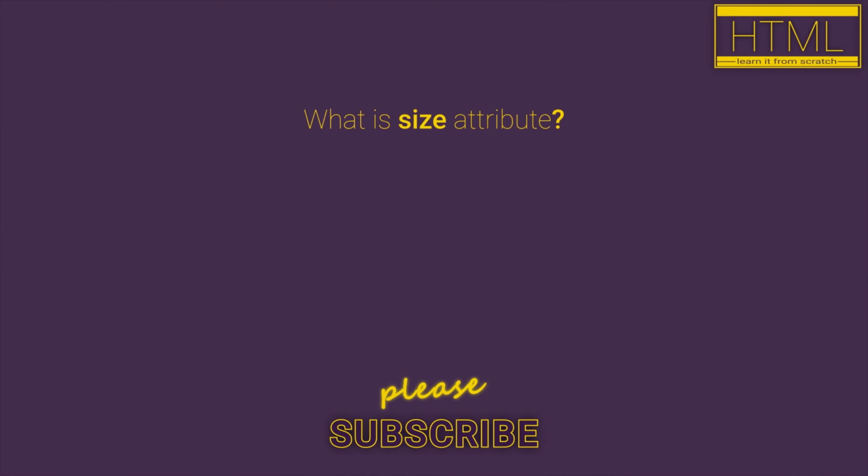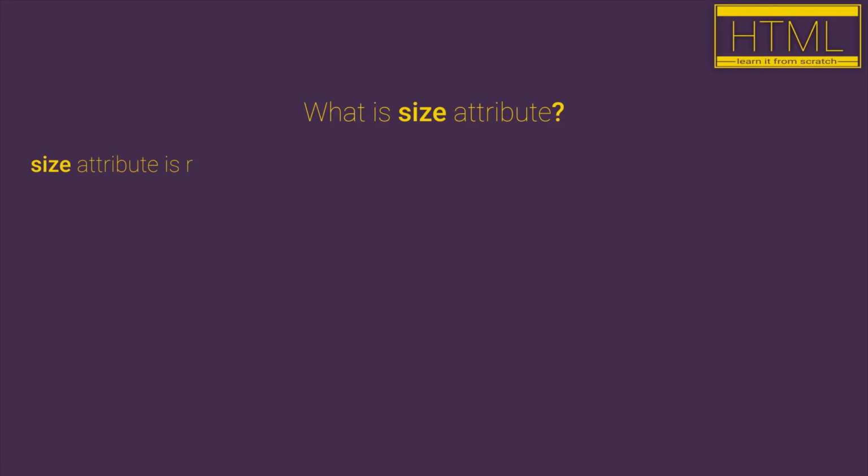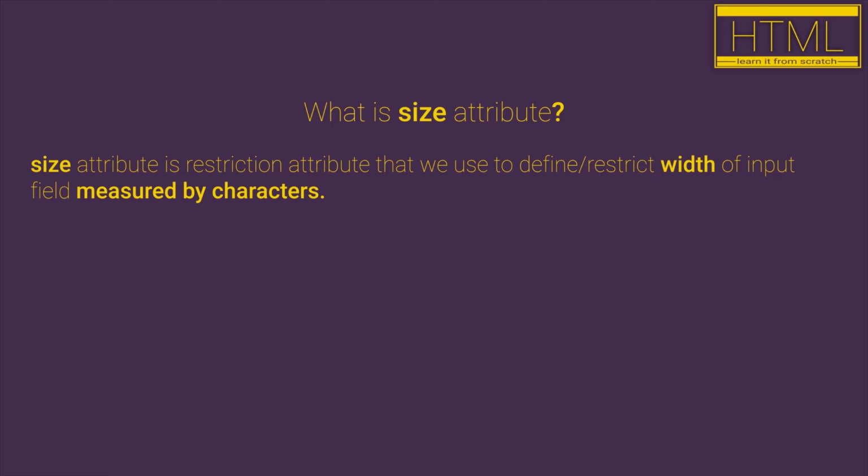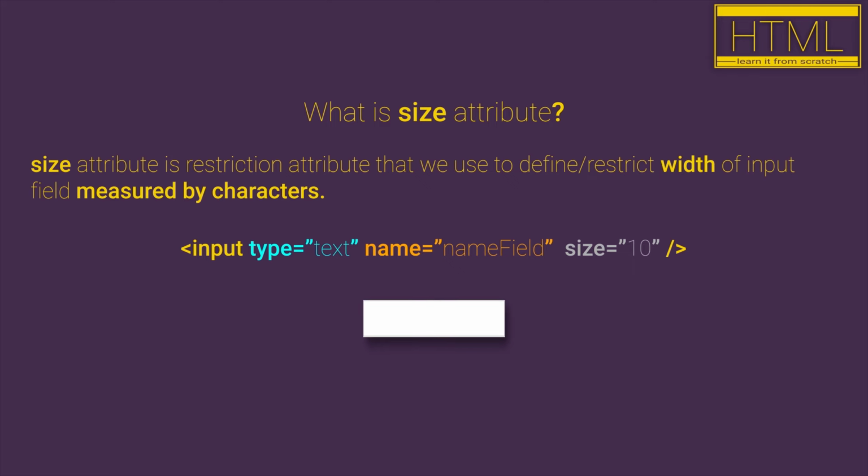What is the size attribute? The size attribute is a restriction attribute that we use to define or restrict the width of our input field, measured by characters. For example, if we have size 10, this means that this input field will have a width of 10 characters. This doesn't mean that you cannot enter more than 10 characters. This only means that only 10 characters will be visible inside of our input field.